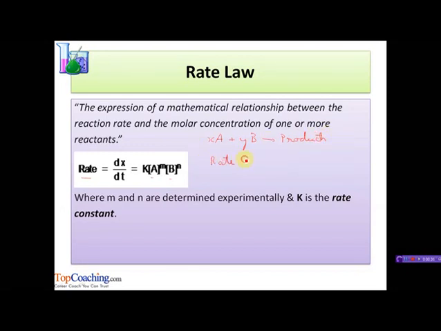Now the rate of this reaction will be proportional to the concentration of the reactants. Let's say it's proportional to [A]^m and [B]^n. Now when we write rate equals k[A]^m[B]^n, we introduce a proportionality constant, that is k. This k is known as the rate constant. Now there is one important thing to keep in mind, that m and n may or may not be equal to x and y, because m and n are experimentally determined quantities.